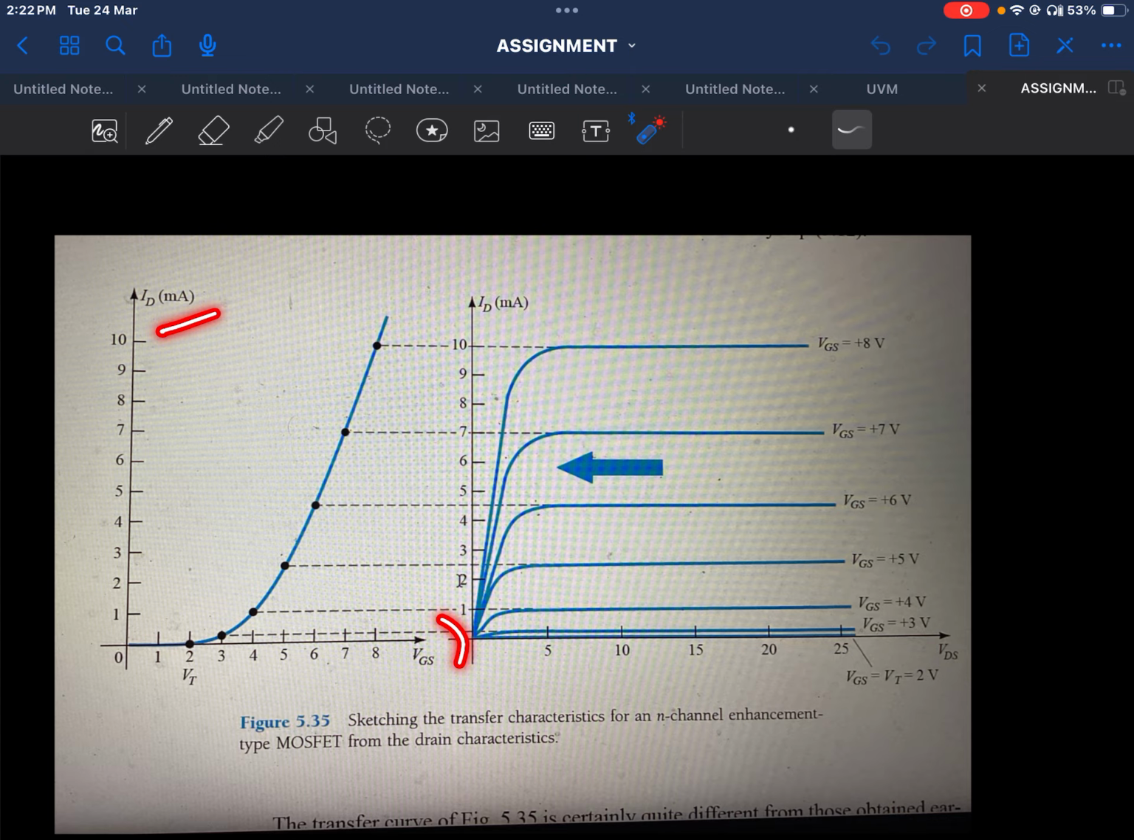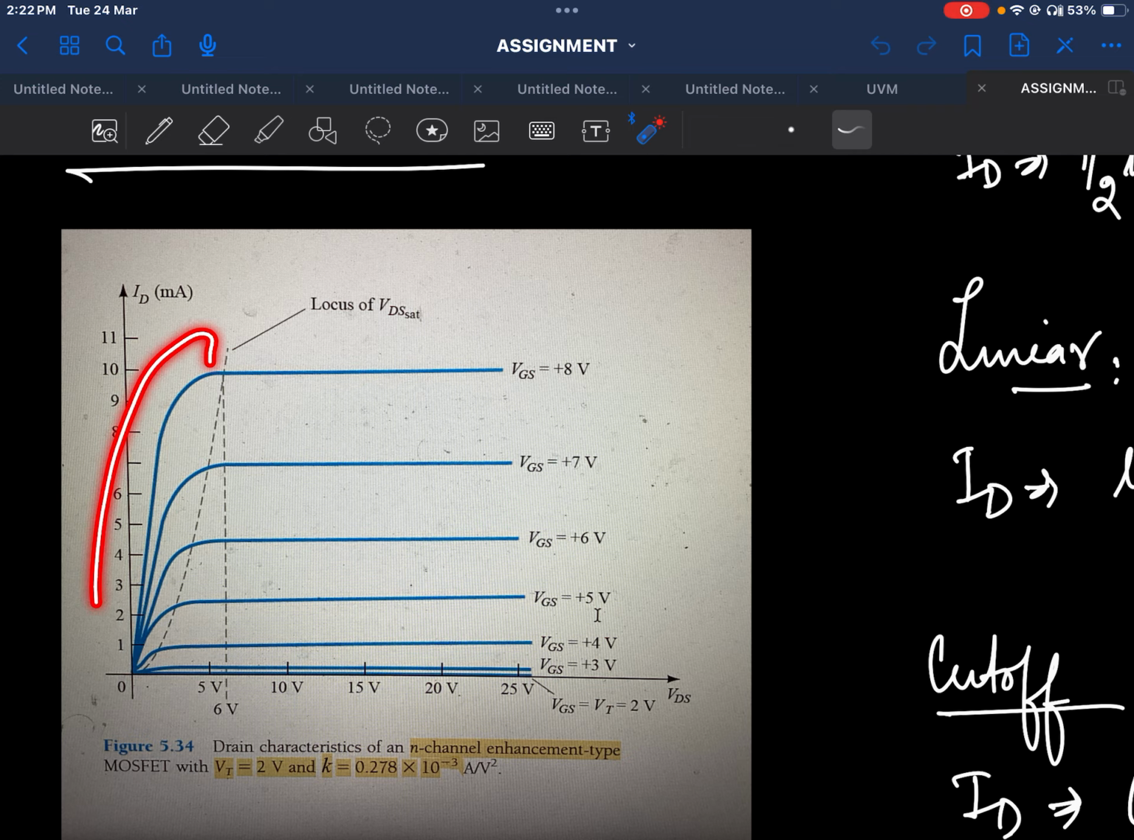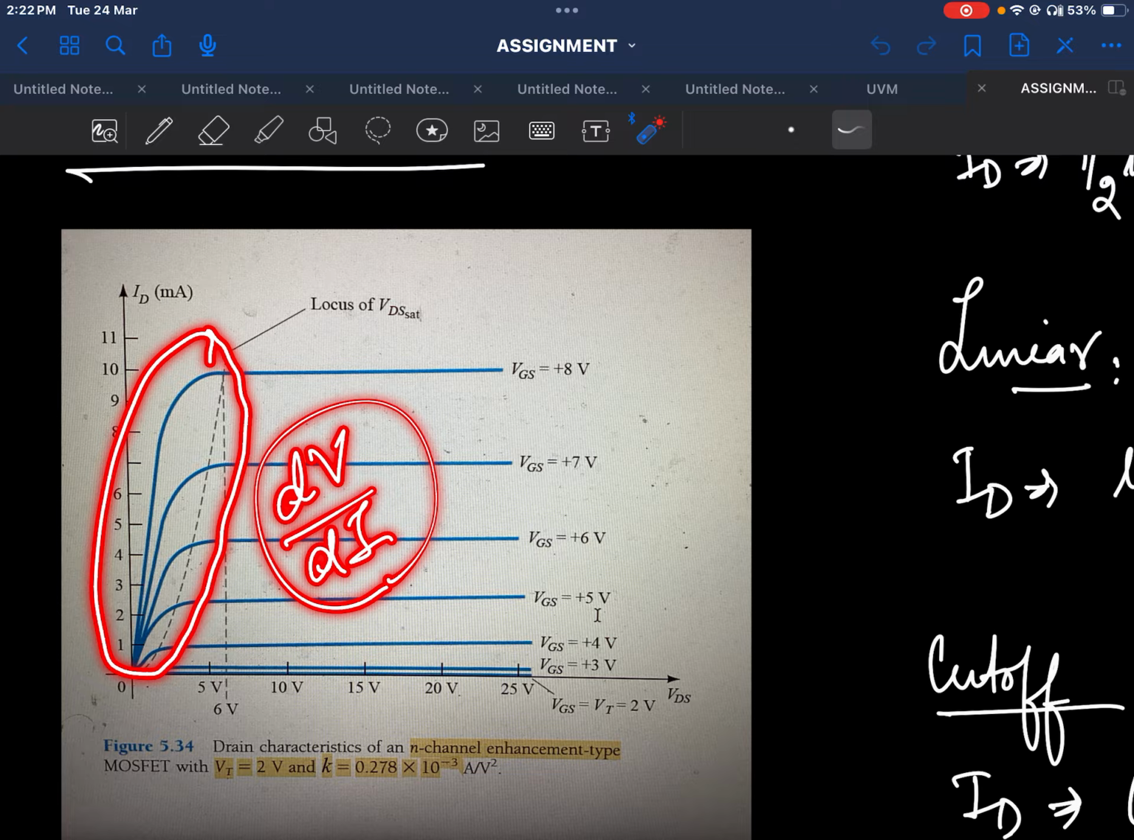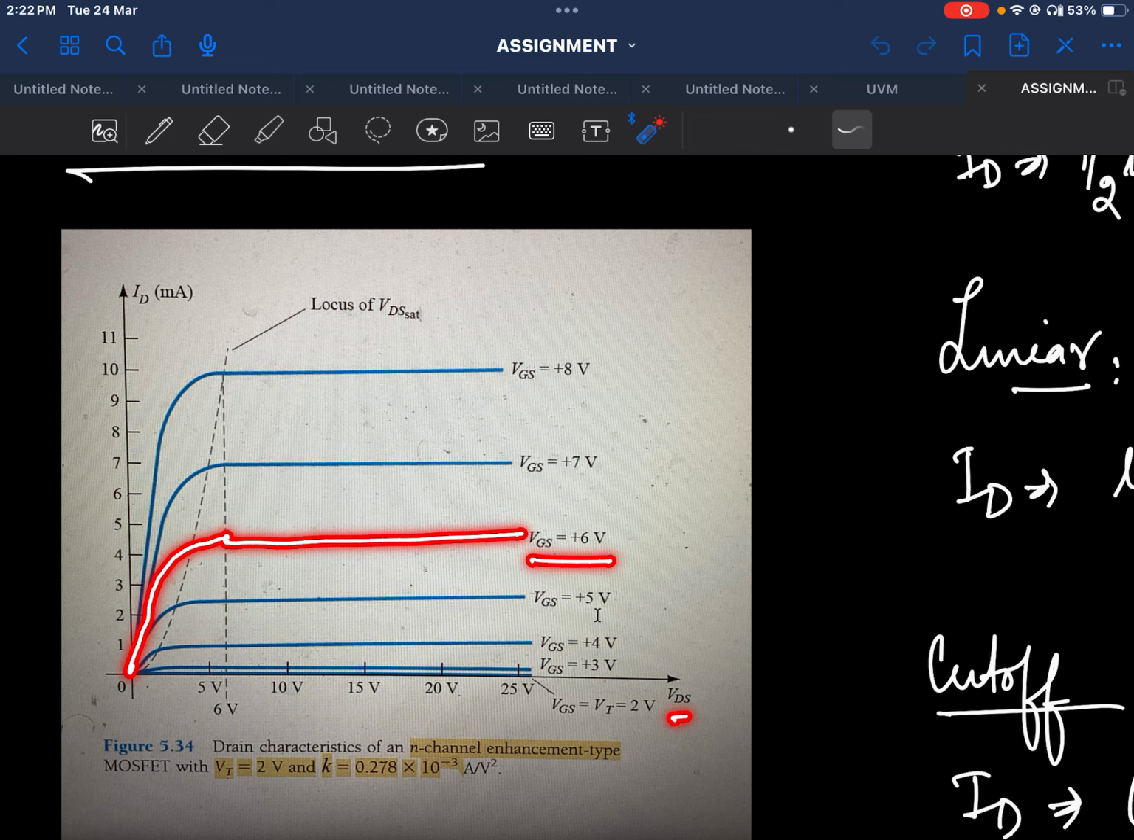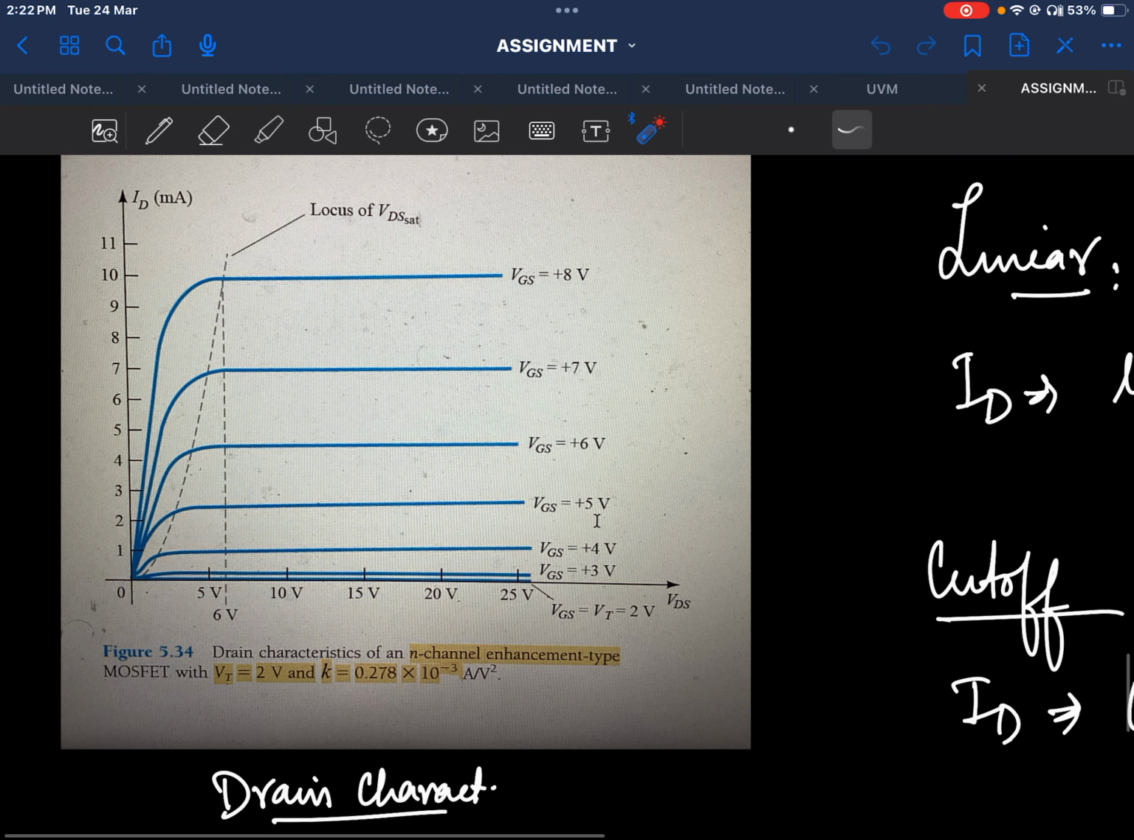So these are the characteristics. We can simply see that we need a particular amount of threshold voltage to make the current flow. And if we keep on increasing that, the current will increase, and current also increases with the VDS. So this region is the linear region. This is the saturation region because the current saturates. For example, if we put VGS equal to 6 volt, current would start increasing and then saturate because of VDS. And below that is called the cutoff region where no current flows.